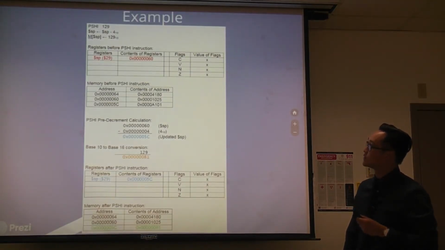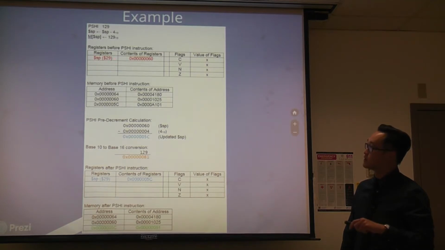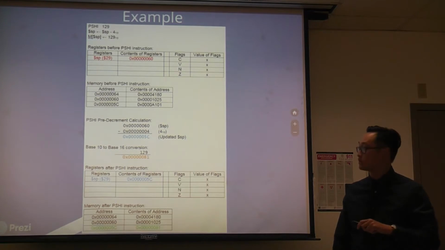First we take the stack pointer, which is 60 right now. This is the memory before the push immediate. We have a pre-decrement calculation, so it's 60 minus 4, which is 5C. Then we have to convert the 129 from base 10 to base 16. The conversion is 81 hex. Then we take the new stack pointer, 5C, go to that memory location down here, and update it with 81, the base 16 value.